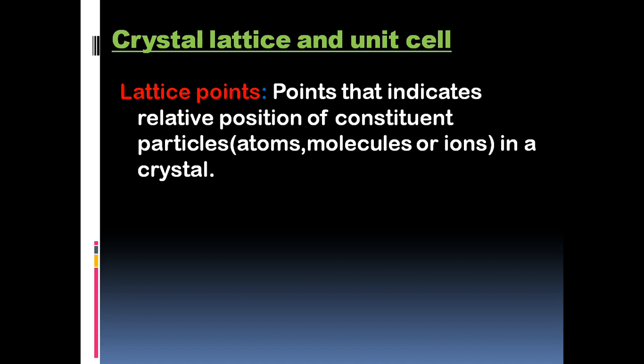Which means that if you're talking about a molecular crystal, what are the constituent particles? It is the molecules. So, the position where the molecules are present, that point we call by the name lattice point in solid chemistry. That is the center of that particle. In case of ionic crystals, the position where the ions are present, the center of the ions, we call it by the term lattice point.